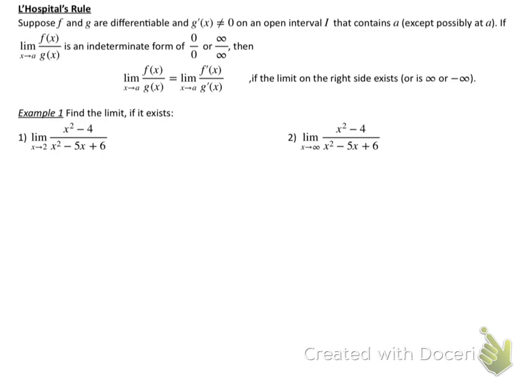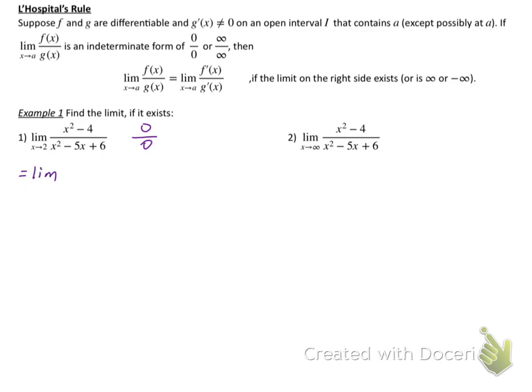Okay, first example. When you plug in x equals 2 in x squared minus 4 over x squared minus 5x plus 6, you get 2 squared minus 4, which is 4 minus 4, 0, over 2 squared, 4, minus 5 times 2, 10, negative 6 plus 6, 0. So you are getting 0 over 0. You need to know which kind you have to say I'm using L'Hopital's rule.